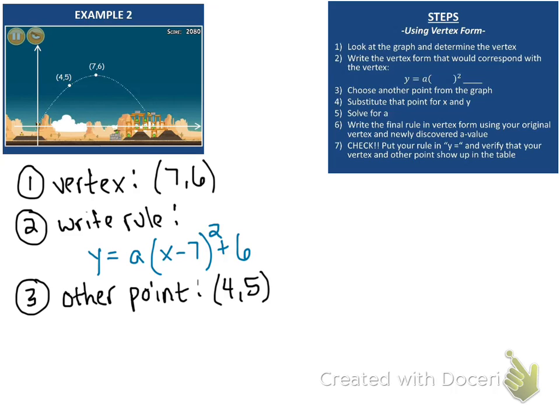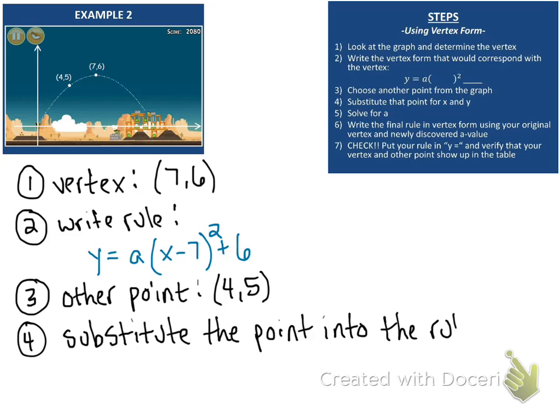Next, we'll identify the other point that we're going to use from the graph. In this case, we'll use an x value of 4 and a y value of 5. And we'll go ahead and substitute that point into the rule that we've written. 4 is our x value, so where we see x in the rule, we'll replace it with 4. And 5 is our y value, so where we see a y in the rule, we'll replace it with 5. That gives us the following rule: 5 equals a times 4 minus 7 squared plus 6.